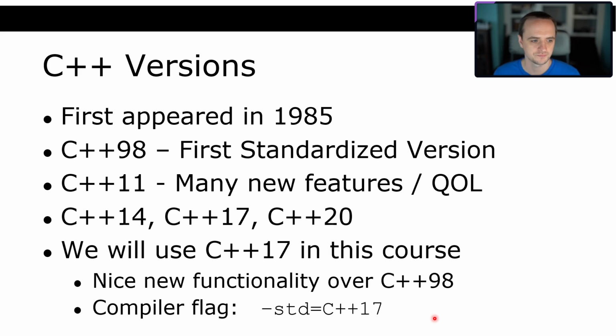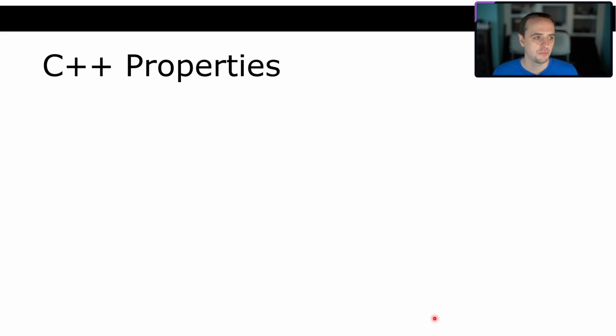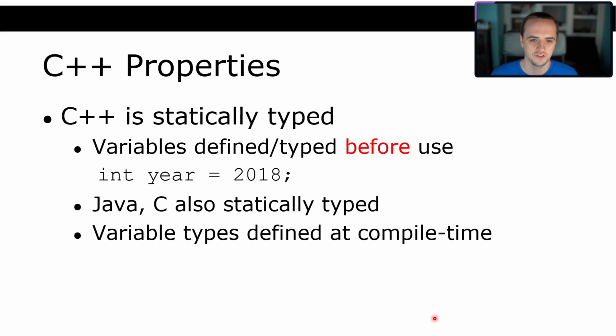All right. So, some properties of C++. C++ is statically typed. So variables are defined before the use of the variables, okay? So unlike something like Python, I'll get into that in a second. This means that if we want to declare a variable, we have int year = 2018. So we have to declare the type of the variable. It's statically typed.